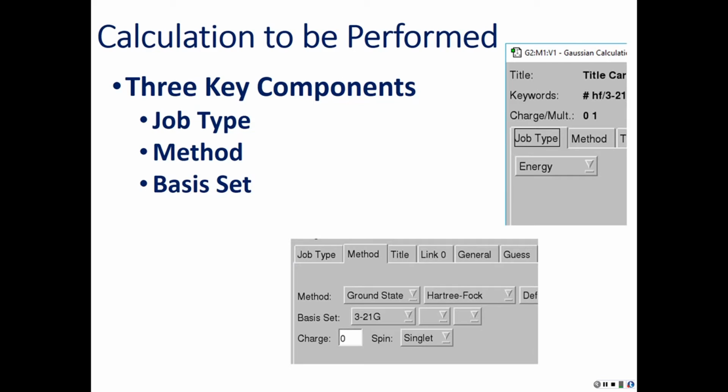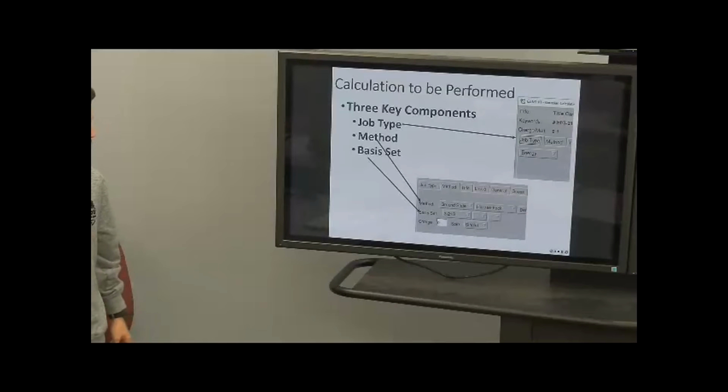So looking into the Gaussian software, we've seen this all before. There's the job type, where you have energy, a drop-down menu with various different job types. Then there's also the method that can be chosen, which was talked about in the last presentation. And then there's also the basis, which was talked about in the presentation two ago.